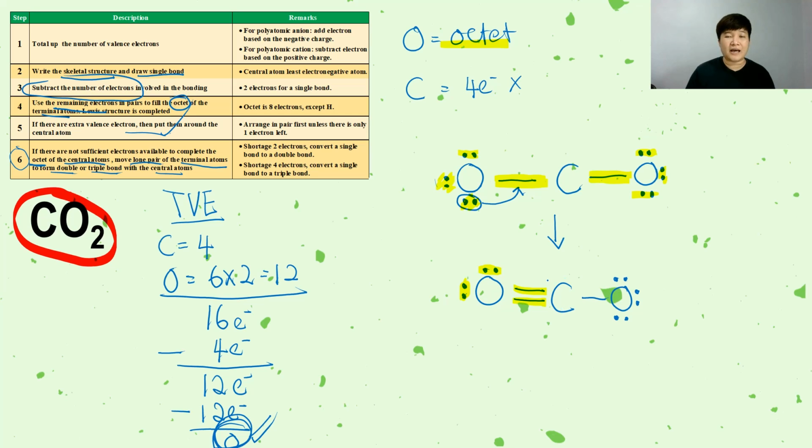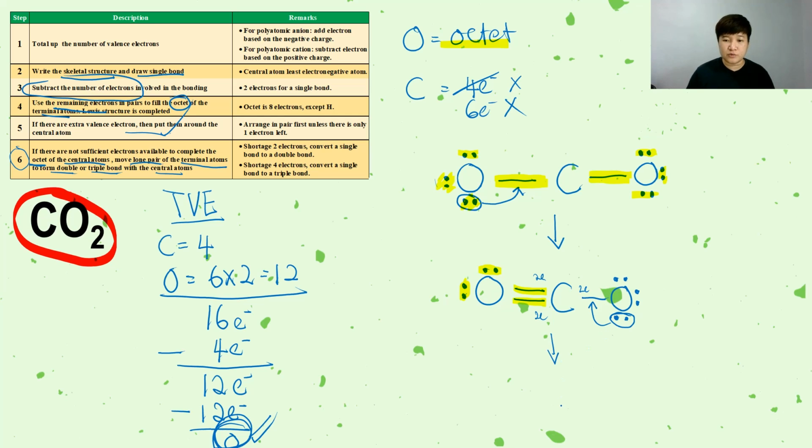Your carbon is only having extra 2 electrons. You have 2, you have 2, you have 2. So carbon right now holding 6 electrons is still not octet. How can I make the carbon octet? Is by moving another electron, another lone pair, to form a double bond from another oxygen.